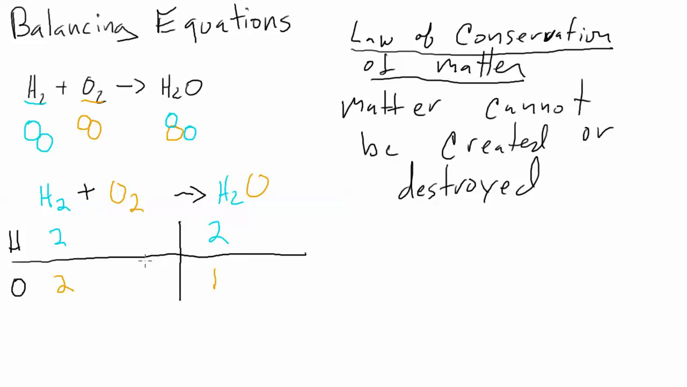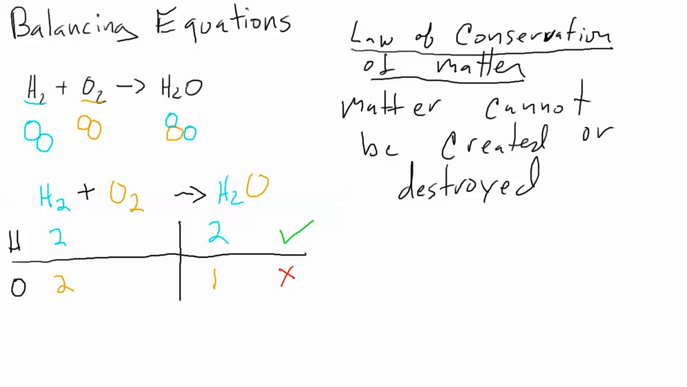We have to make sure that we have the same number of each one of these atoms on each side of the equation. So you can see right now that hydrogen has two on both sides, so that's okay. But oxygen has two on one side and one atom on the other, and that is not okay. So the problem right now is the oxygen, and we have to fix it.